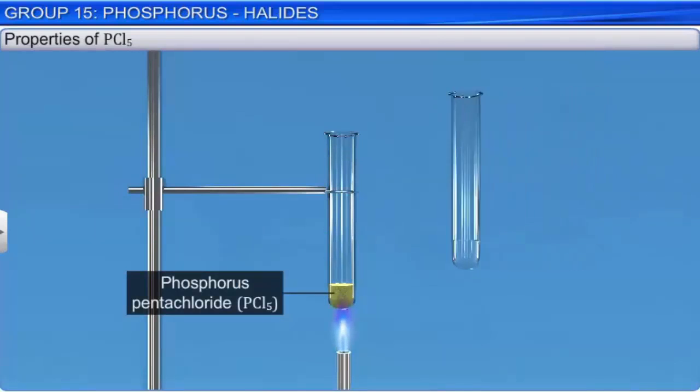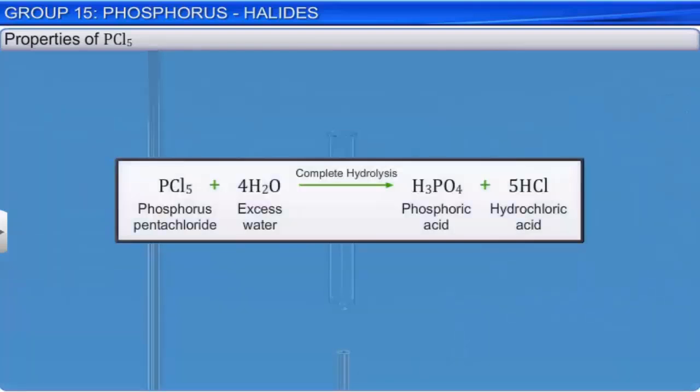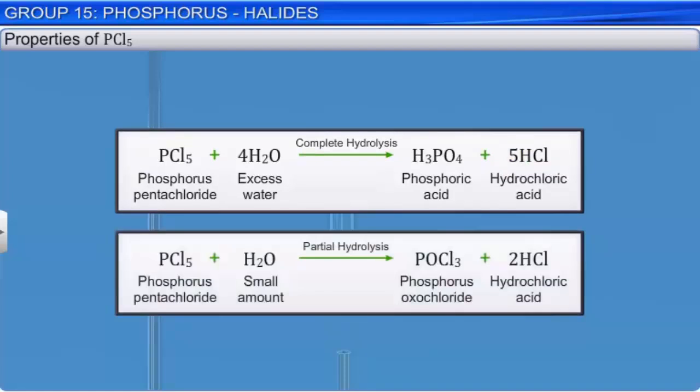Phosphorus pentachloride reacts violently with excess of water to form phosphoric acid. In other words, phosphorus pentachloride on complete hydrolysis gives phosphoric acid. Note that it forms phosphoryl chloride or phosphorus oxochloride and hydrochloric acid when equimolar amounts of phosphorus pentachloride and water are used. In other words, when water is taken in small amounts, the products formed are phosphorus oxochloride and hydrochloric acid.